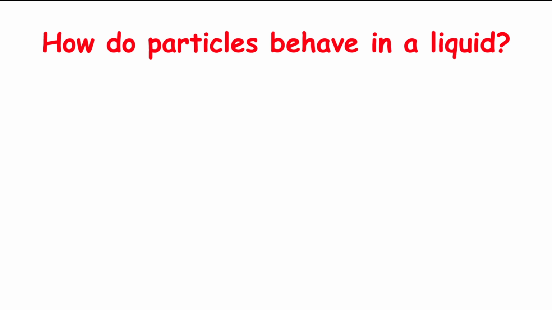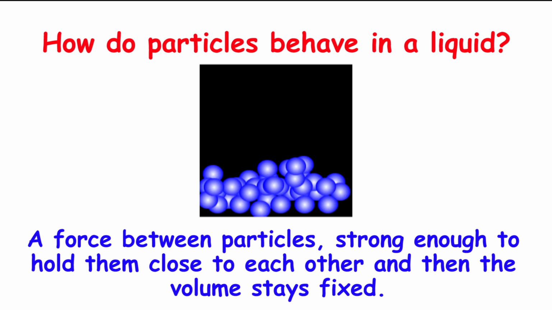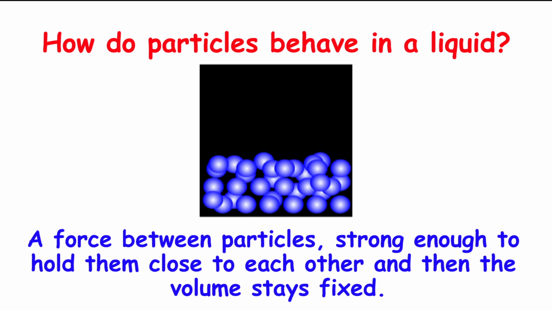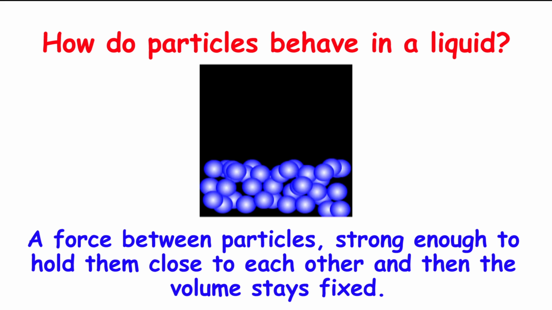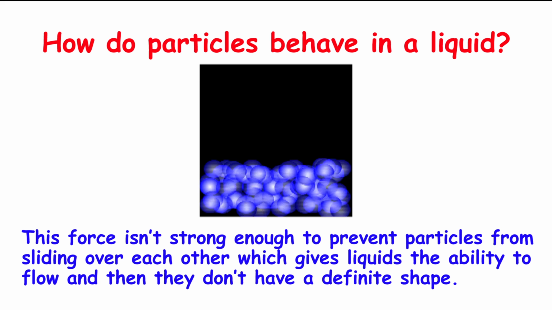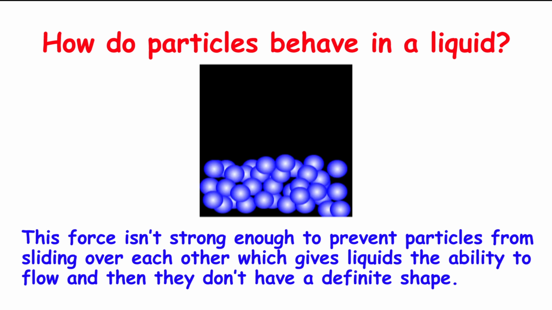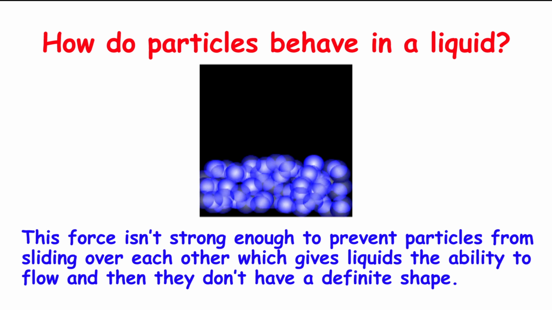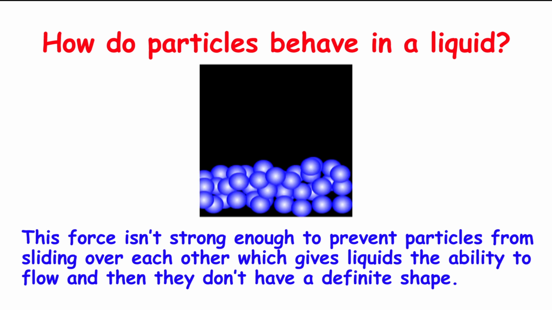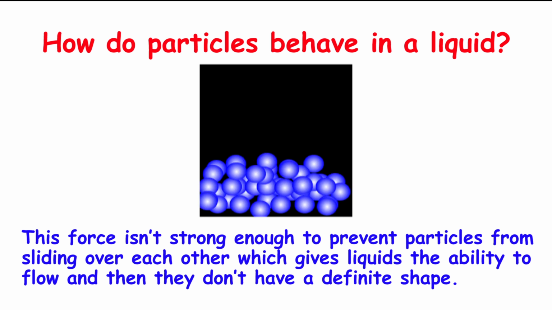How do particles in a liquid behave? The attractive force between particles is strong enough to hold them closer to each other, and then the volume stays fixed. This force isn't strong enough to prevent particles from sliding over each other, which gives liquids the ability to flow, and then they don't have a definite shape.